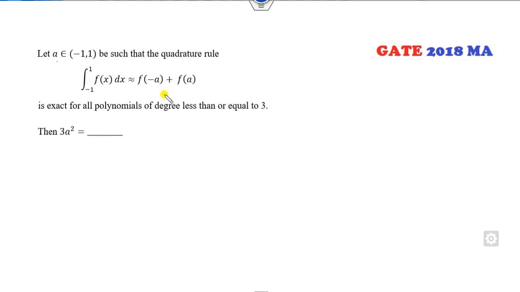Okay, if a is there, again degree is less than or equal to 3. So bases are 1, x, x square and x cube. Fine. So let's start with the 1. If I take 1, the left hand side will be 2, and the right side will be 1 plus 1. So nothing is to be calculated here.